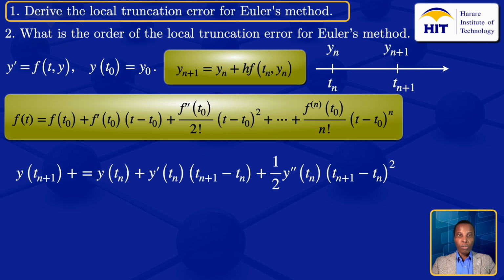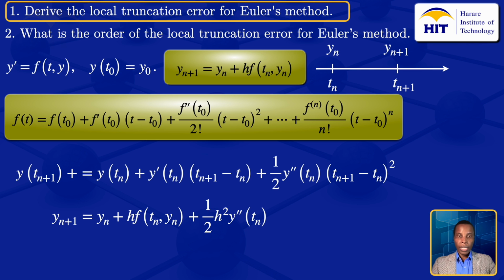The value of y at t n, we are saying it's y n. And for the value of y prime, we have it here: y prime is f of t, y. And the difference between t n plus 1 and t n gives us the step size. So I can rewrite this equation as y at n plus 1 is equal to y n plus h multiplied by f of t n, y n plus a half multiplied by h squared multiplied by y prime prime at t n.